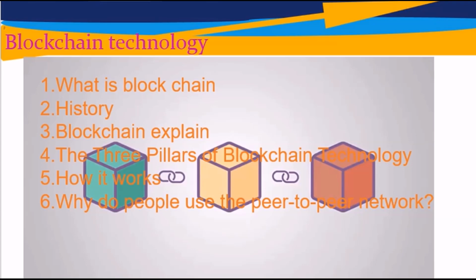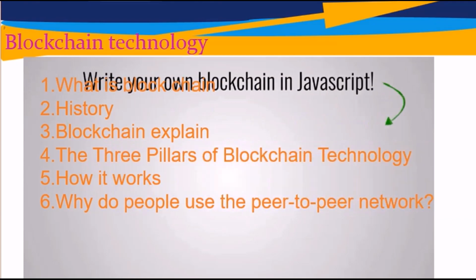Blockchain technology, history of blockchain, and how blockchain works. So blockchain technology: originally, a blockchain is a growing list of records, called blocks, that are linked using cryptography.